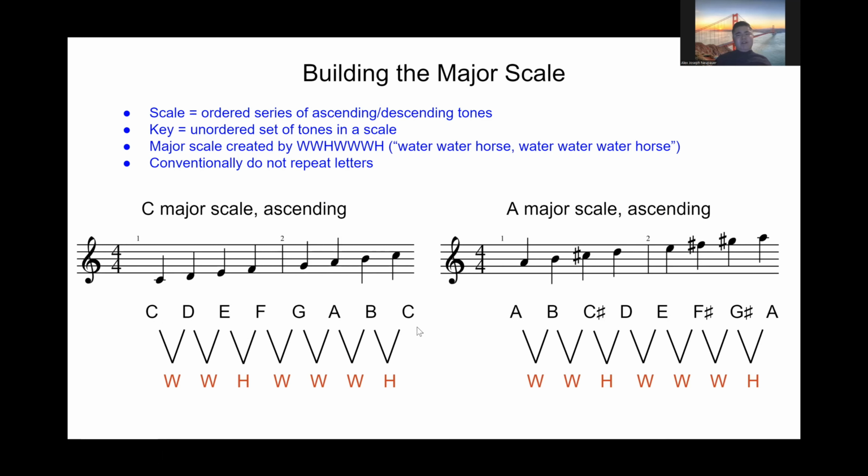Let's go over to the A major scale to illustrate another important point of scale building. A to B is a whole step, and B to C sharp is also a whole step, because B to C is only a half step. C sharp to D is a half step. So you might be wondering, couldn't we just call this D flat as well?